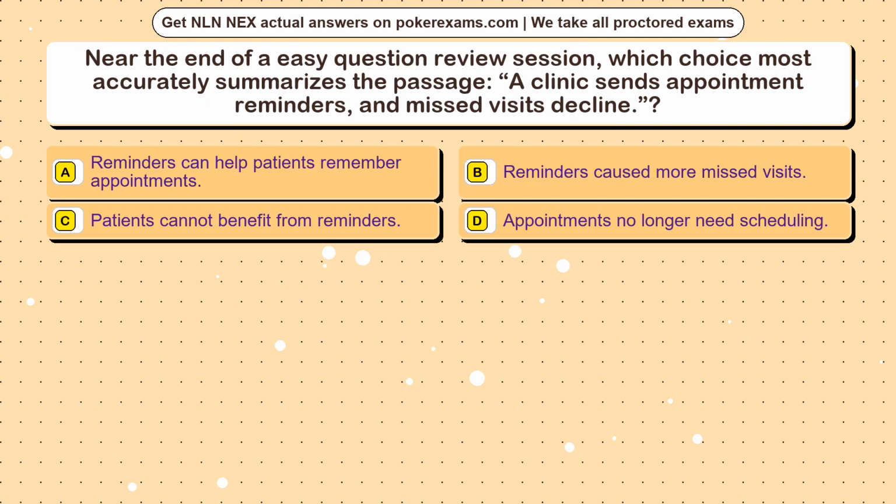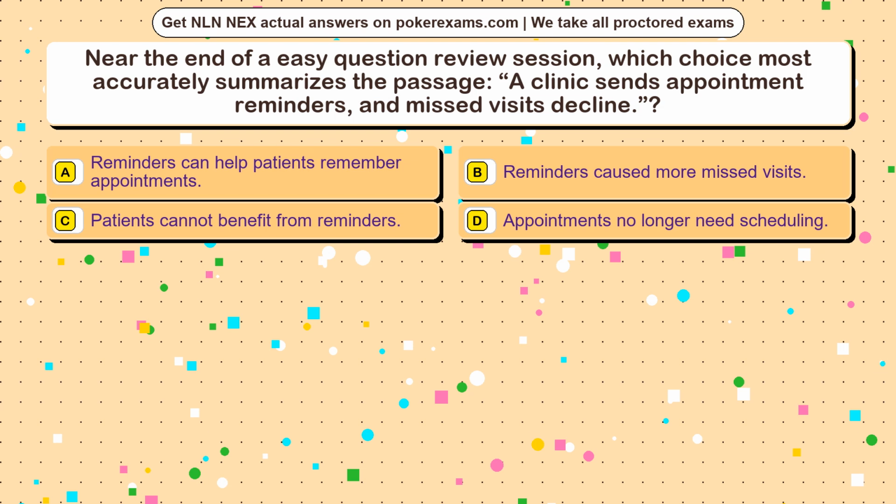Question 19. Near the end of an easy question review session, which choice most accurately summarizes the passage: a clinic sends appointment reminders, and missed visits decline? Option A, reminders can help patients remember appointments. Option B, reminders caused more missed visits. Option C, patients cannot benefit from reminders. Option D, appointments no longer need scheduling.